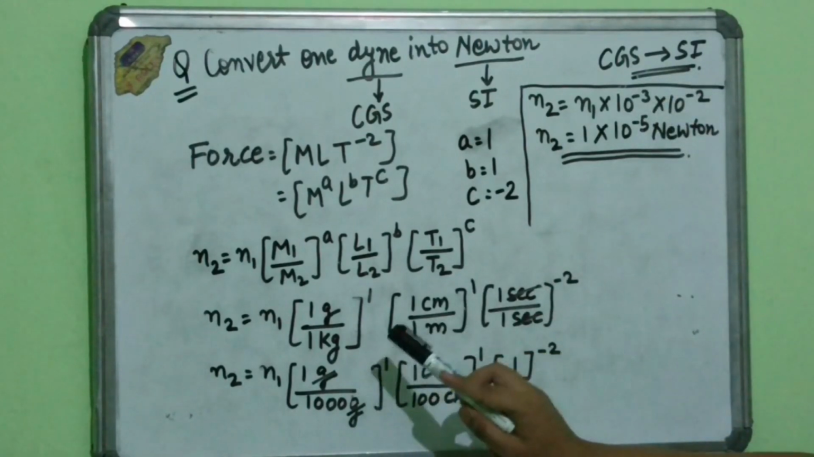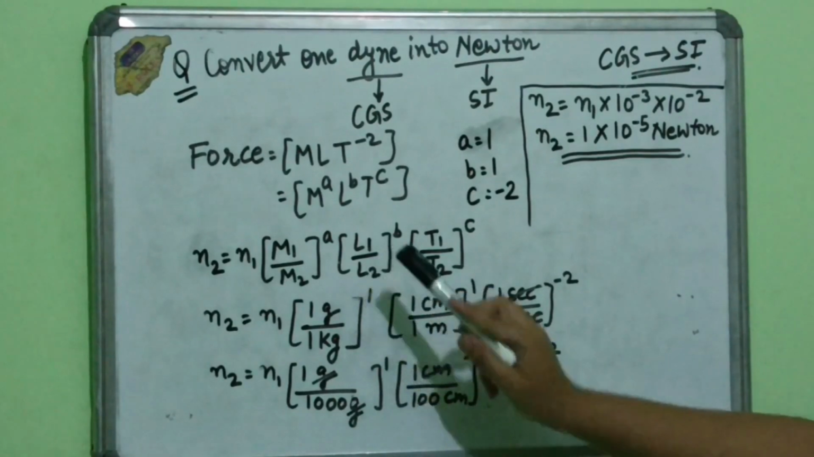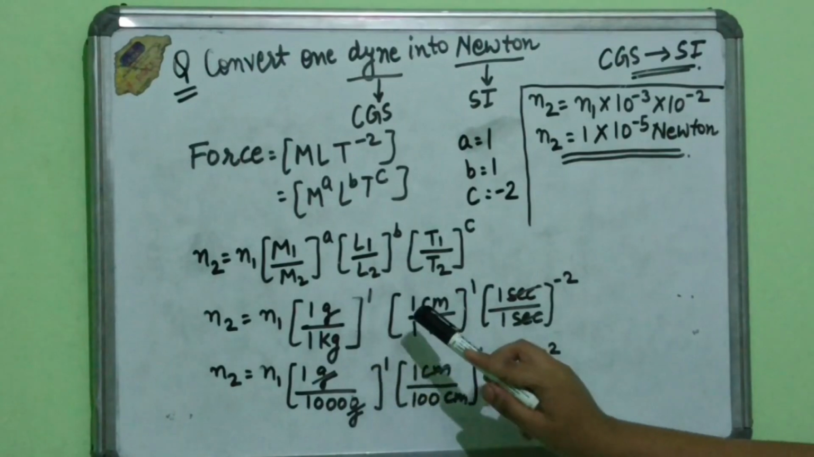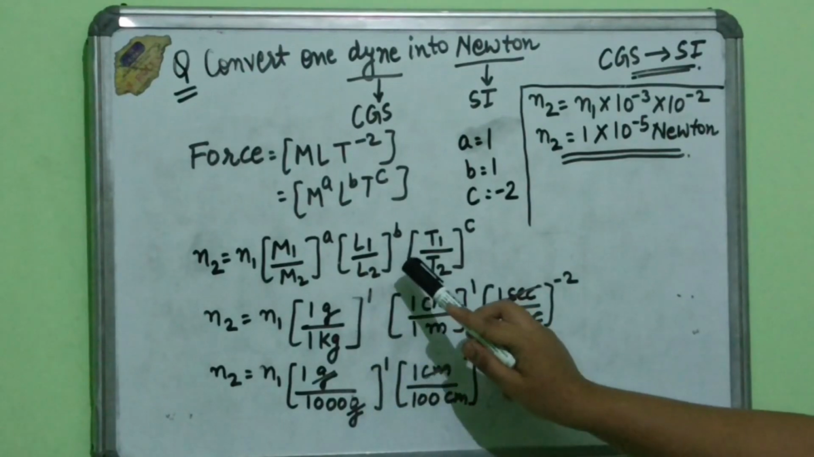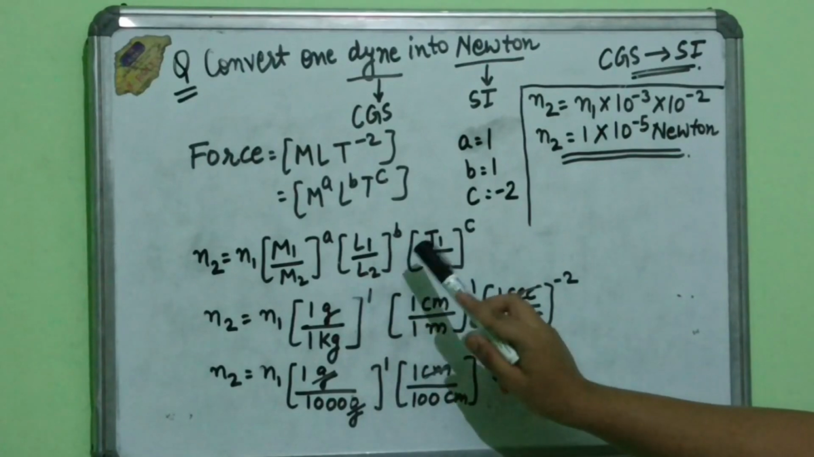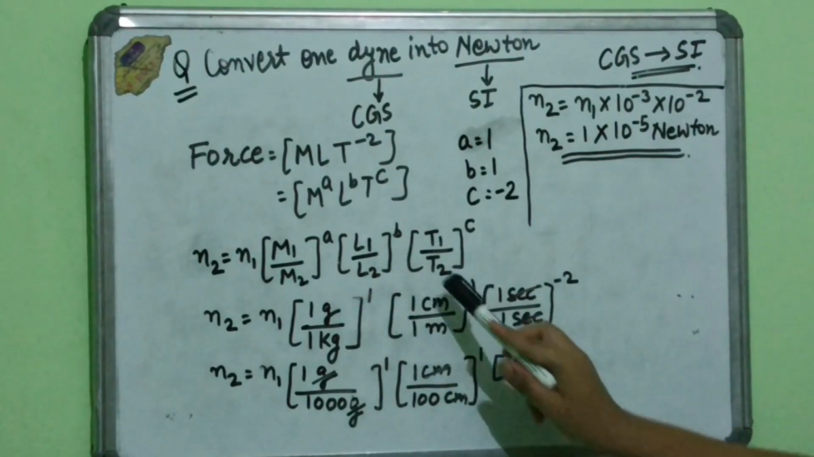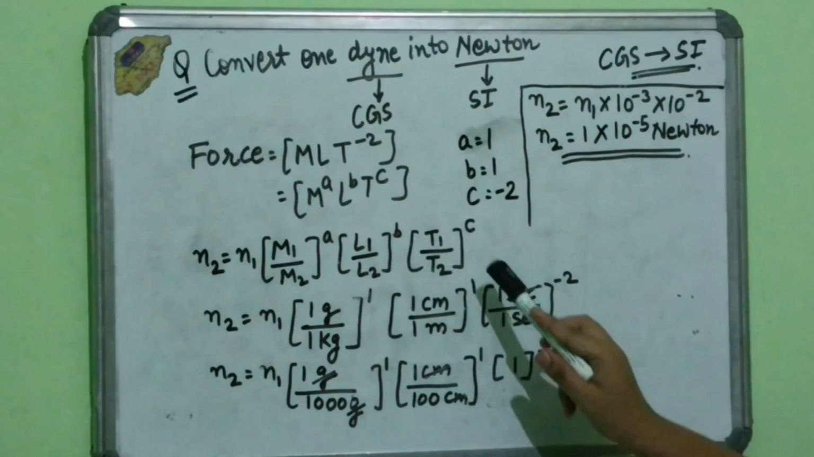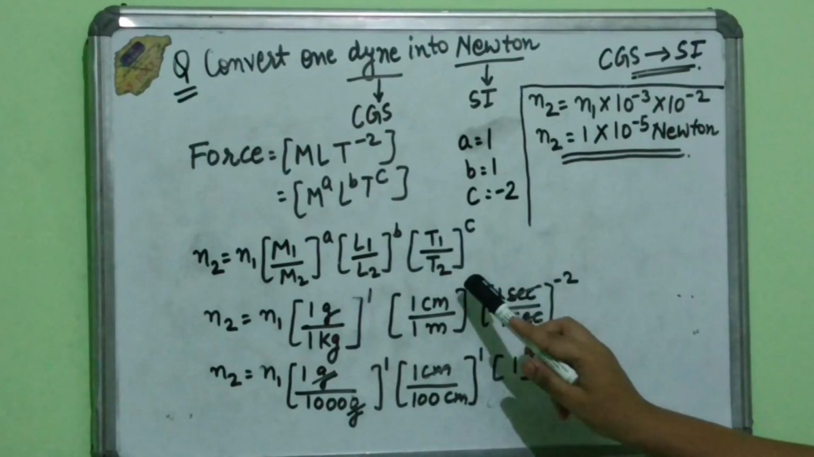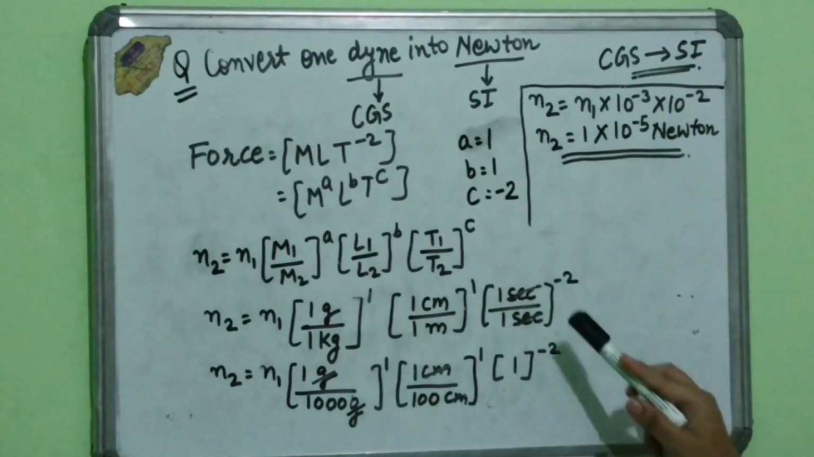So n2 is equal to n1. We know that M is mass, and the CGS unit of mass is 1 gram and the SI unit of mass is 1 kg. The value of a is 1. Now let's talk about the next quantity, which is length. The CGS unit of length is 1 centimeter and the SI unit of length is 1 meter. The value of b is 1. The CGS unit of time is 1 second and the SI unit of time is also 1 second. The value of c is minus 2.